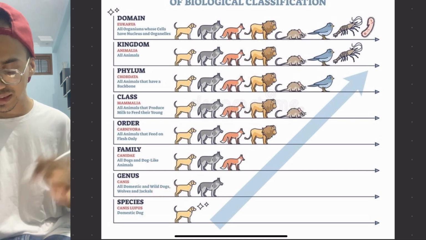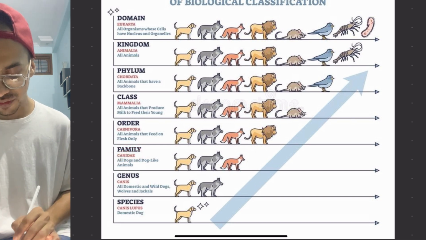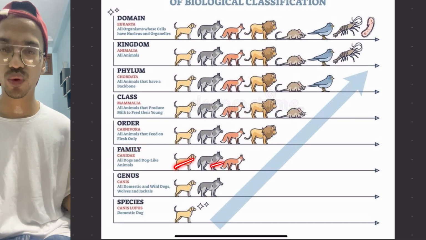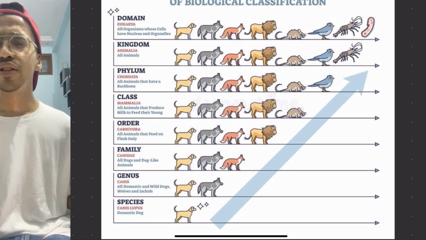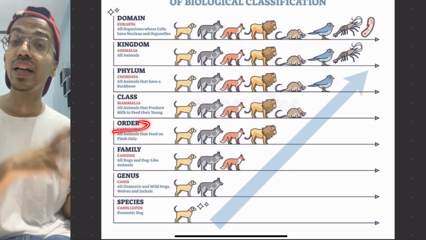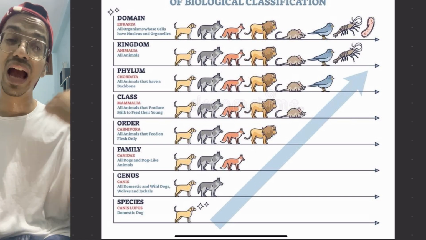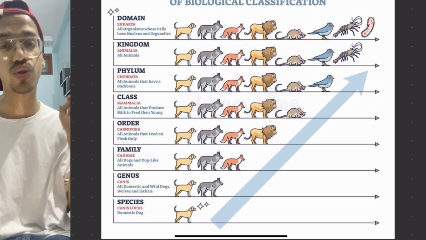Moving on to the family, they belong to the Canidae family. The Canidae family has dogs and dog-like animals such as jackals: wolves, dogs, jackals, and all those. Then they all belong to the order Carnivora because they eat flesh. Carnivora also includes the cats, meaning the Felidae family also comes over here.